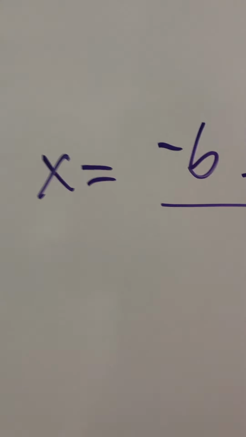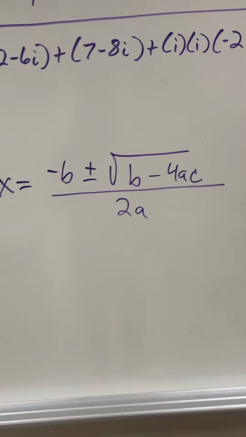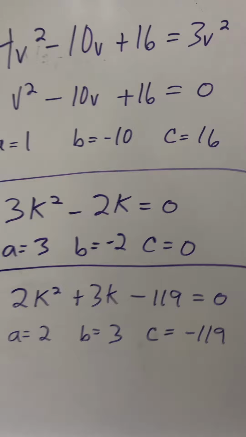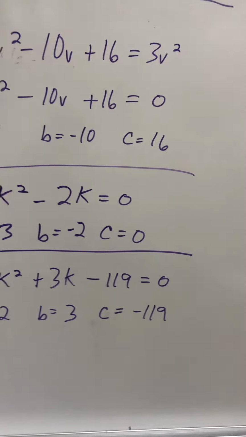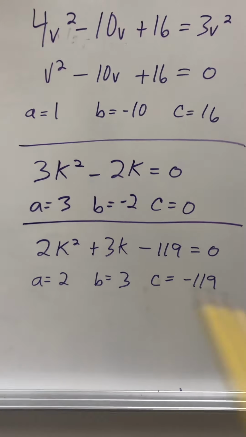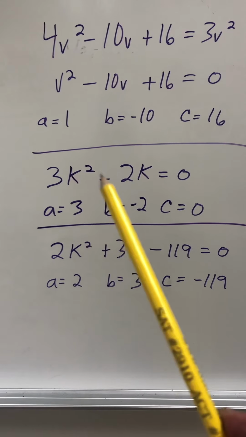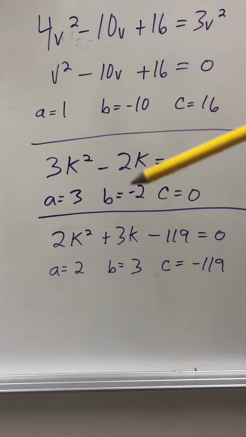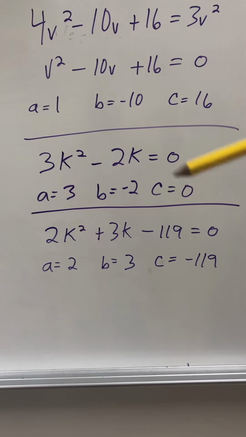Okay, let me back that up so you can see it. Make sure you have that, because you're going to be using that a lot. All right, so that's where my a's, b's, and c's come from for that problem there. Okay, for this one, I have 3k squared minus 2k equals 0. My a is a 3, my b is a negative 2, my c is a 0.